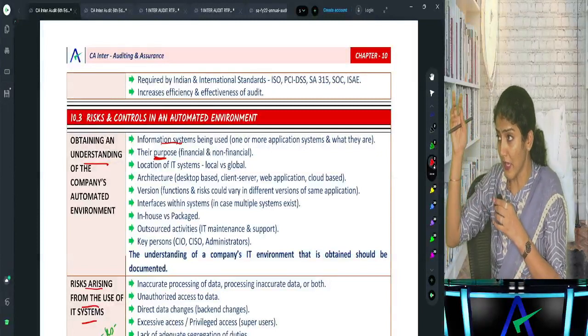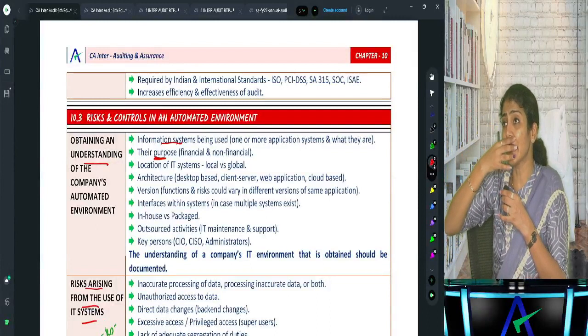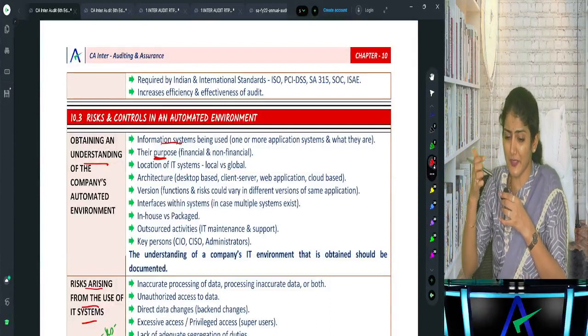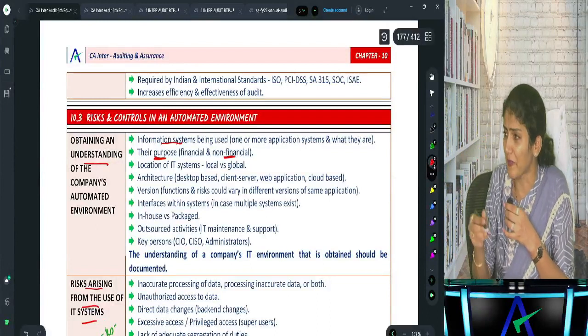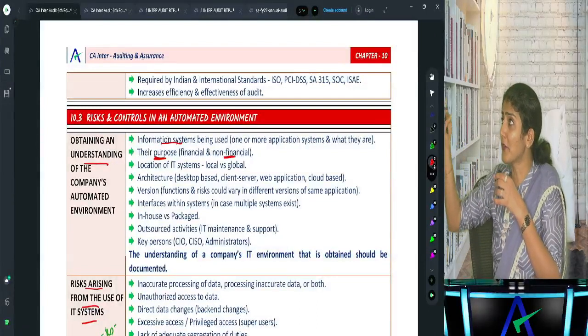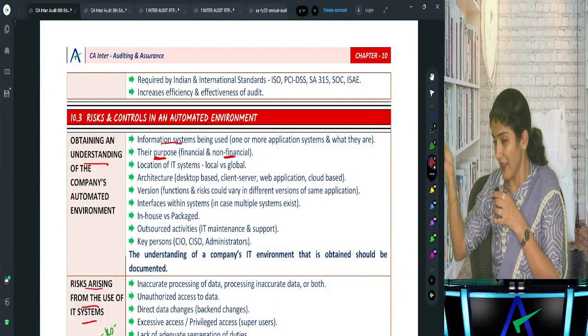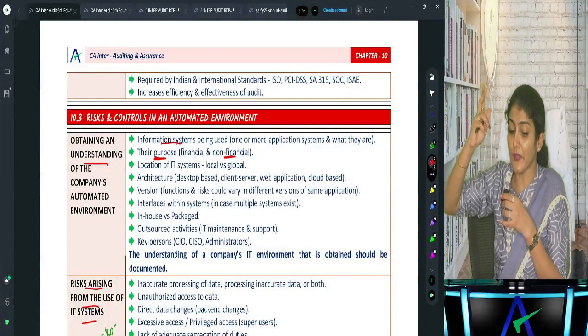So you ask the purpose. What system are you using? What is the purpose? If they are using that for keeping a quality check, then that is non-financial, and that is not very relevant for the auditor. Say they are keeping it for checking the pollution level. Then it is not very relevant for the auditor, right? So information system, their purpose.